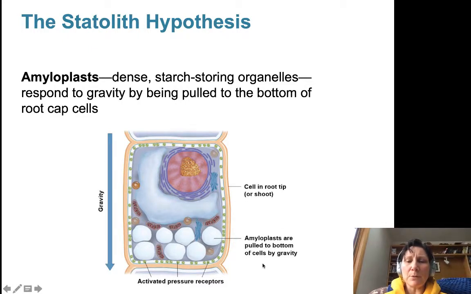And so amyloplasts are pulled to the bottom of the cells by gravity. So if you were to turn the cell sideways, then they would all line up at the bottom over here. And then if you turned it upside down, then all the amyloplasts would end up here, because the cell's been turned upside down and now they'd be facing the floor.